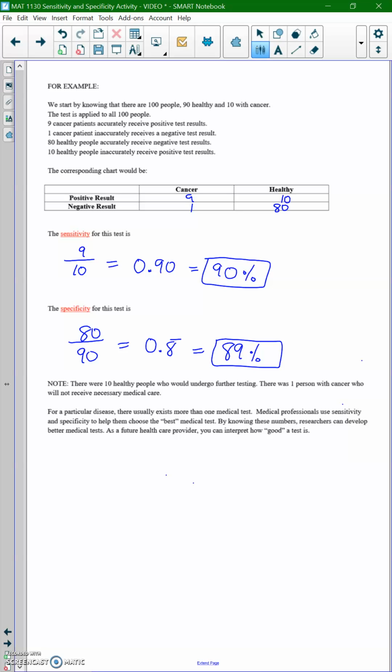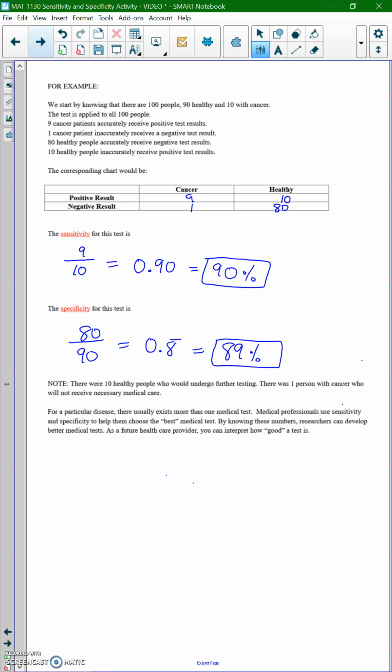For a particular disease, there usually exists more than one medical test. And medical professionals use the sensitivity and specificity to help them choose the best medical test to give their patients. By knowing these numbers, researchers can develop better medical tests. And as a future healthcare provider, you can interpret how good a test is.